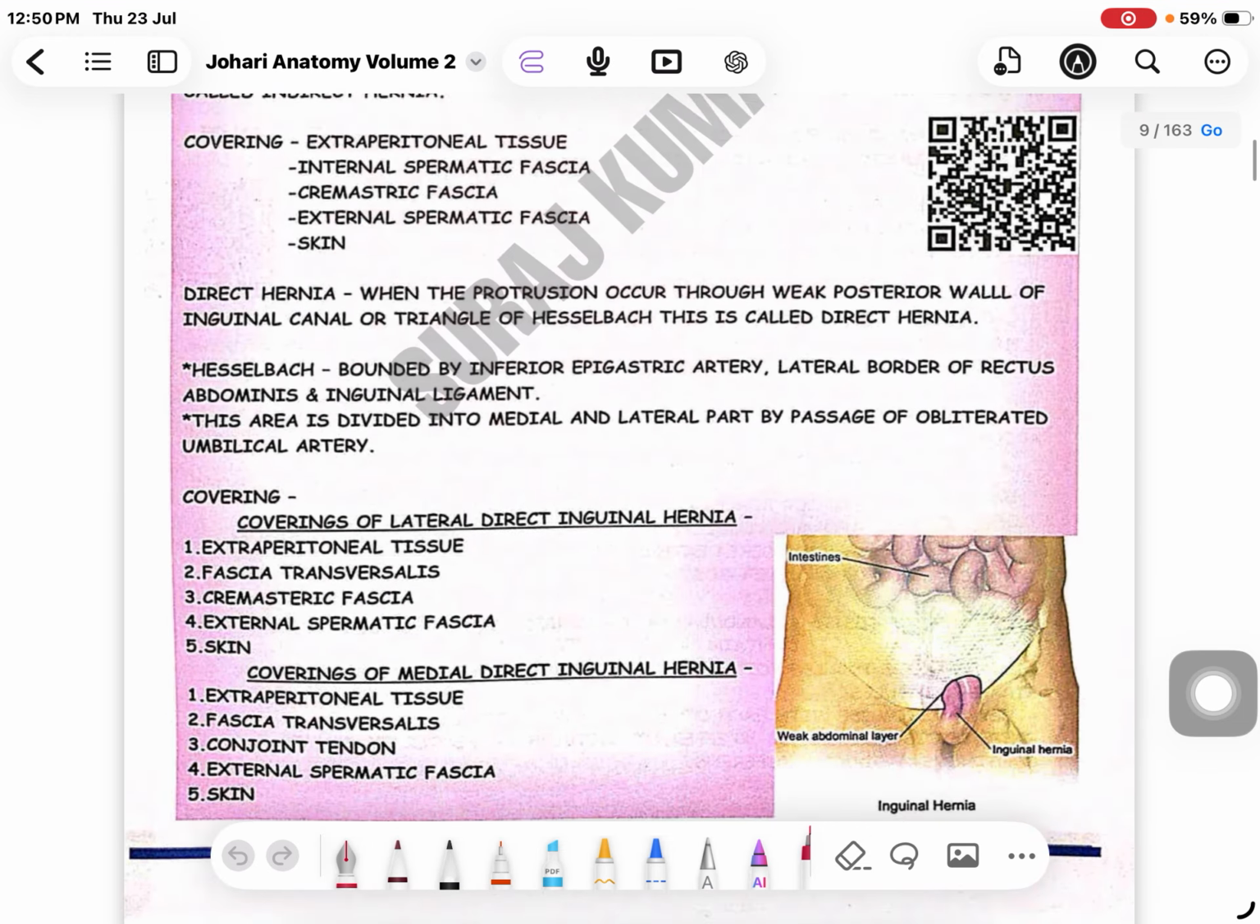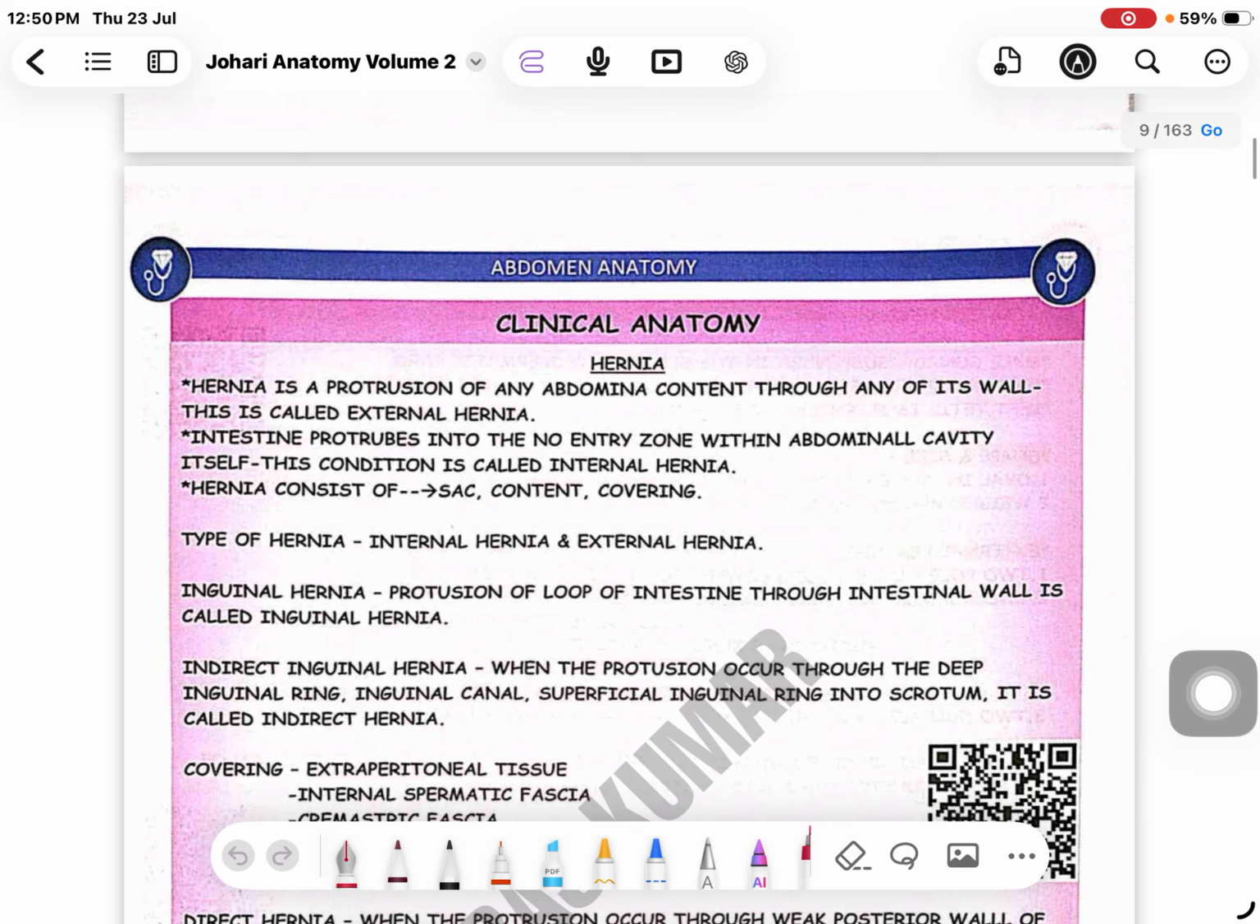Hernia will be discussed here. Hernia is a protrusion of any abdominal content through any of its walls. This is called external hernia. If the intestine protrudes into a no entry zone within the abdominal cavity itself, this condition is called internal hernia.